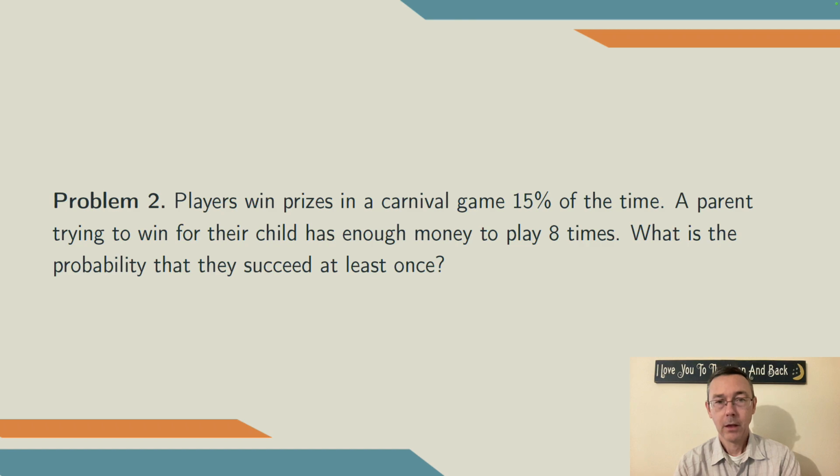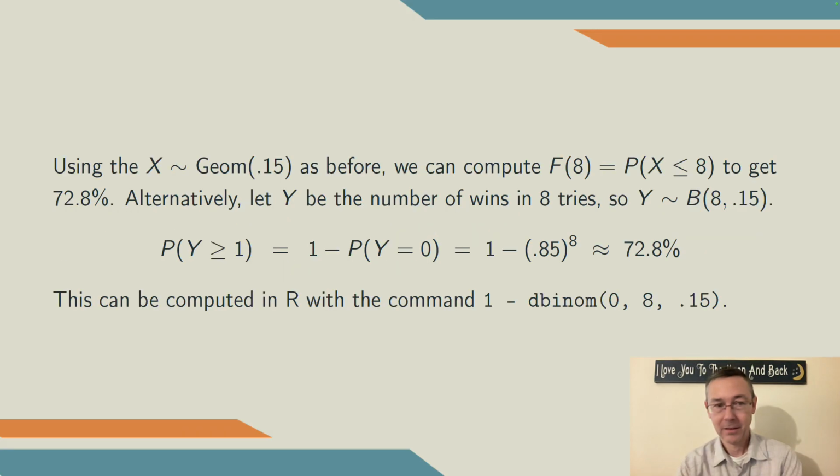Problem 2. Same situation. There's a carnival game where you have a 15% chance of winning every time. This time a parent is trying to win for their child, and they have enough money to play exactly 8 times. What's the probability that they succeed at least once? Again, try this on your own before advancing.